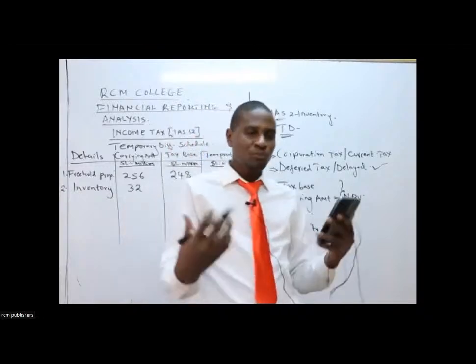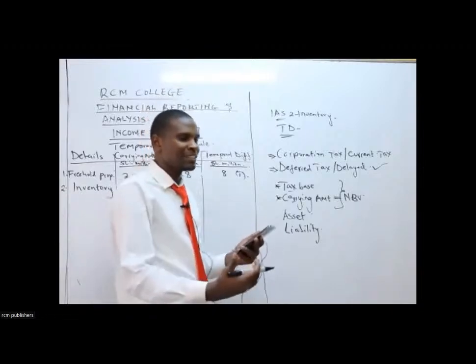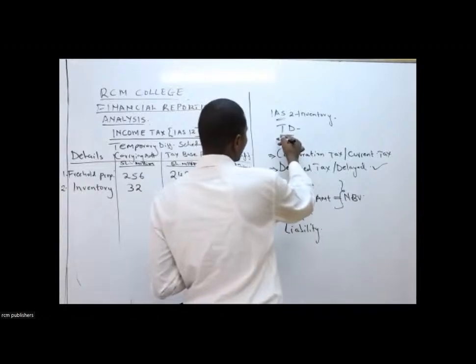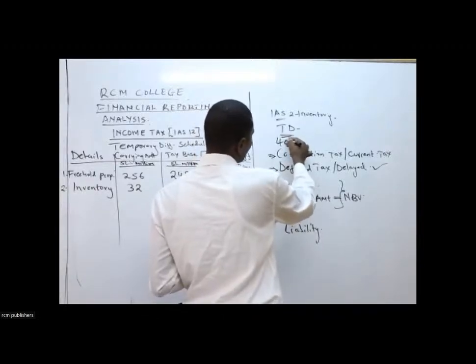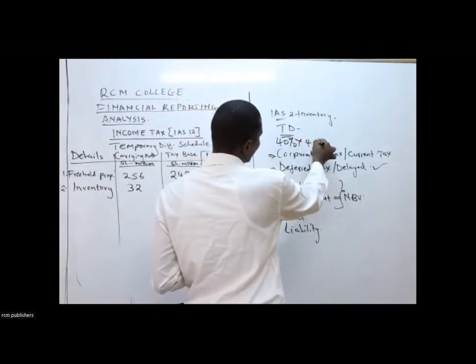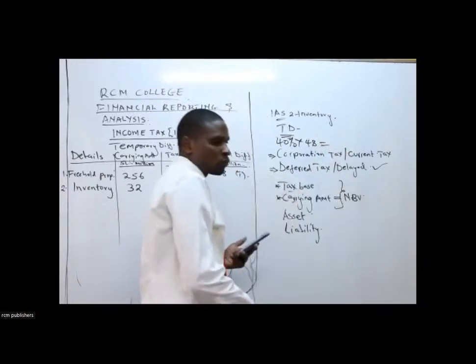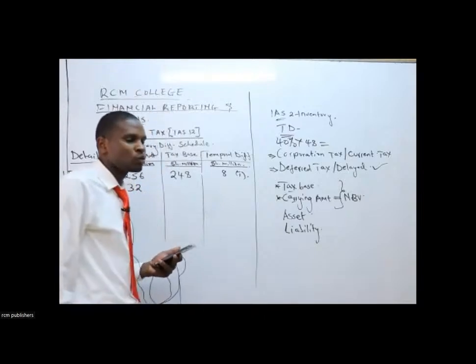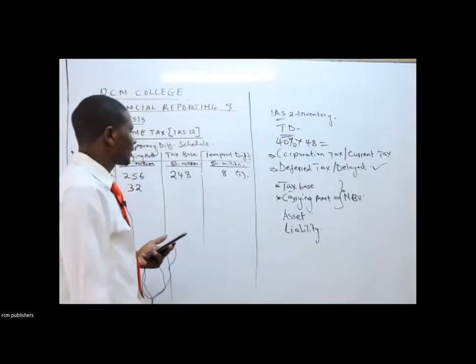You were told that 40% is what? It goes to Wingu. So what is the 40%? Our tax base will be 40% of 48. How much do we get? And that one will just give us directly the tax base.